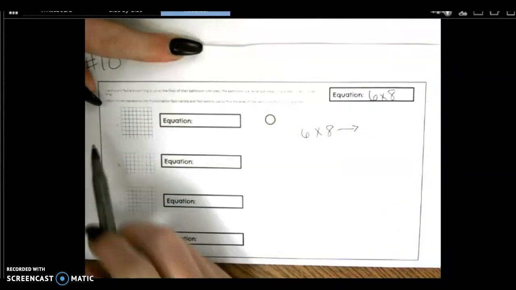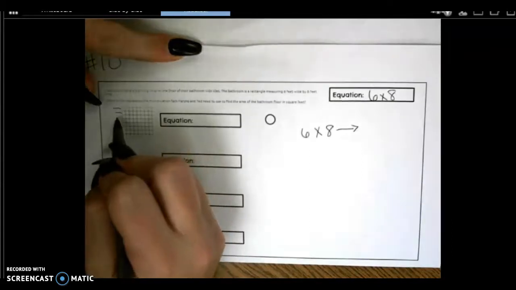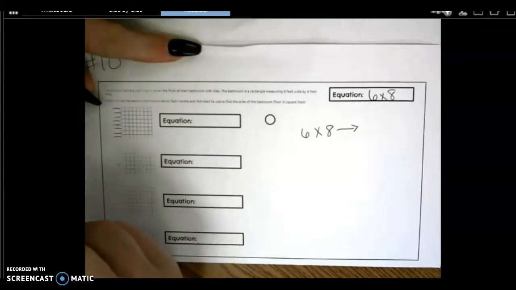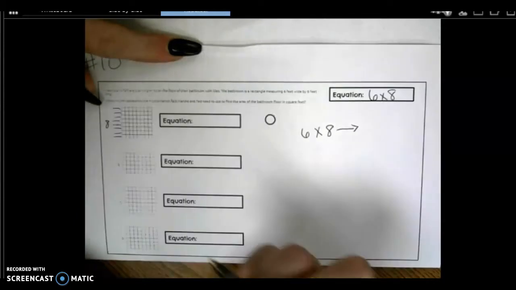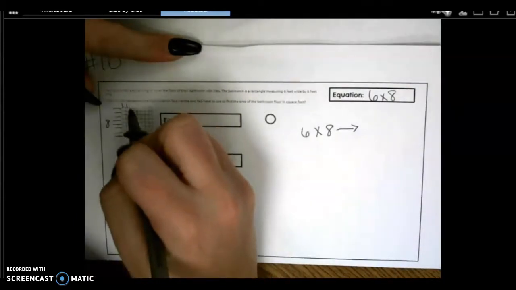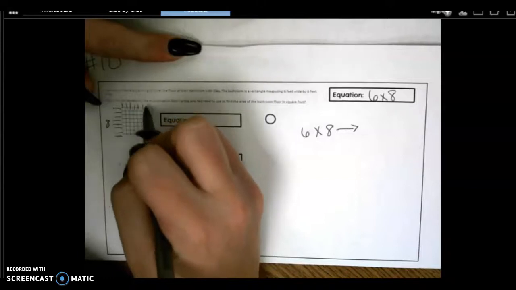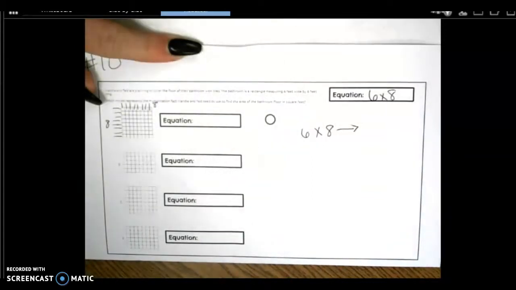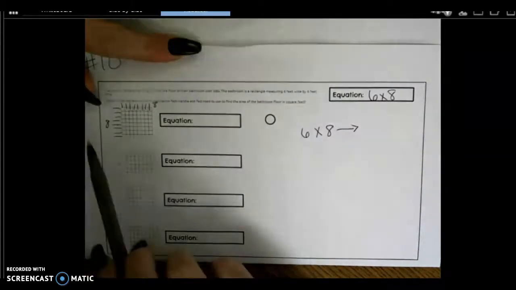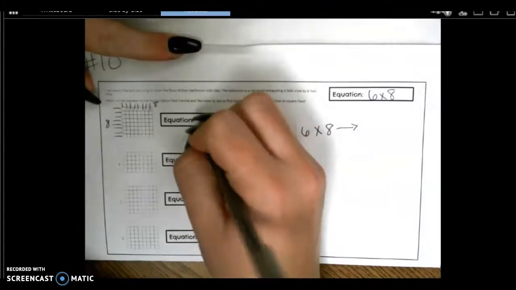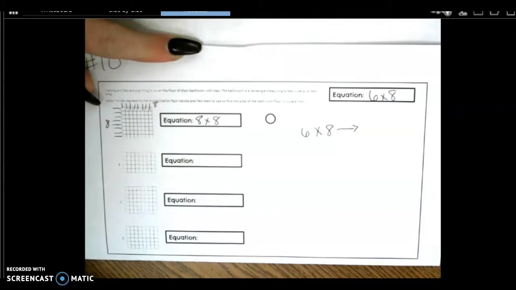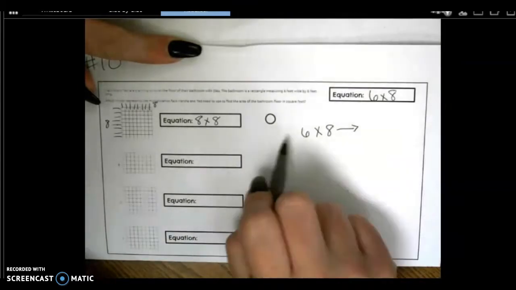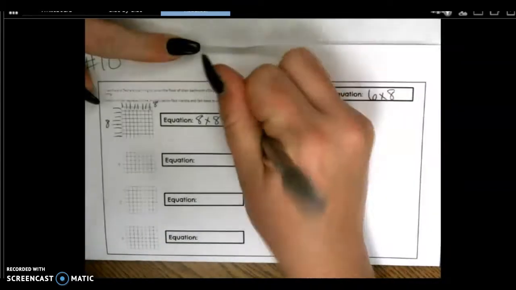So let's count our rows in A. 1, 2, 3, 4, 5, 6, 7, 8. So we have 8 rows, and we have 1, 2, 3, 4, 5, 6, 7, 8. We have 8 columns. Don't forget, an array is made of rows and columns. The equation for this, well, if you have 8 rows and 8 columns, would be 8 times 8. Is 8 times 8 equivalent or equal to 6 times 8? No. So we know it's not A.